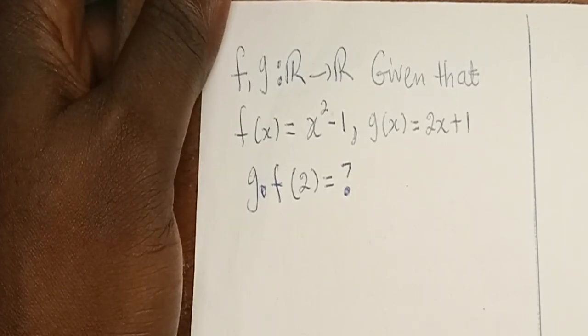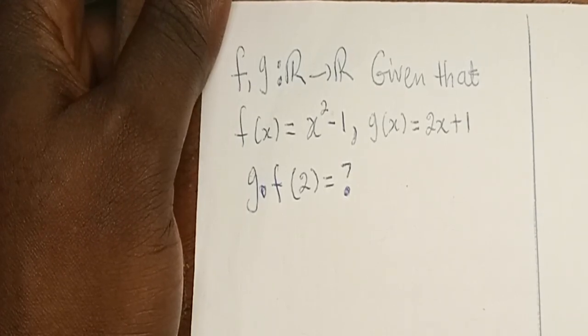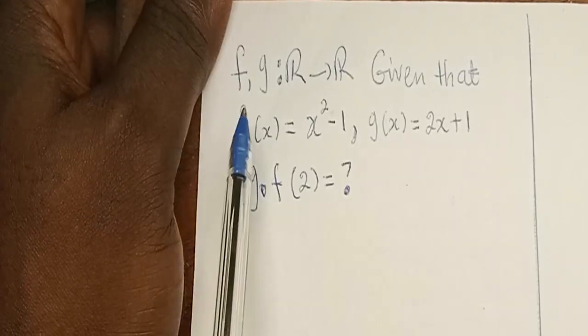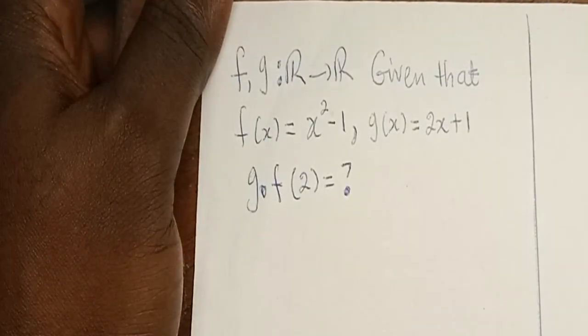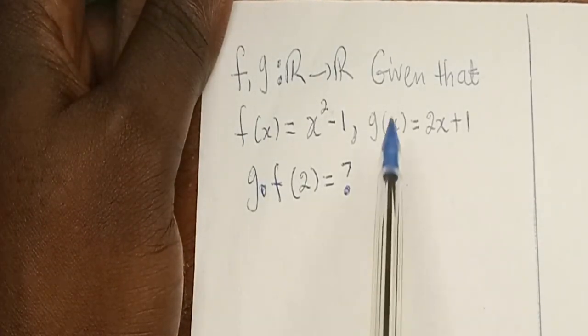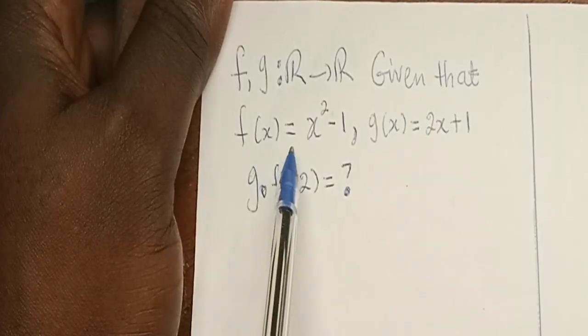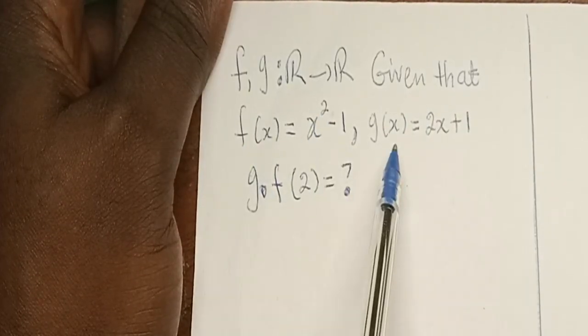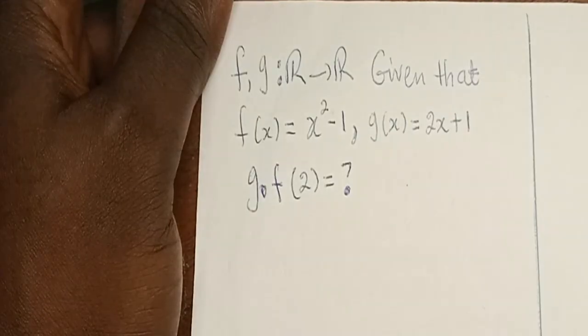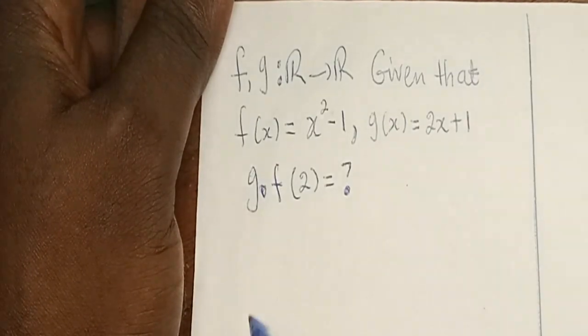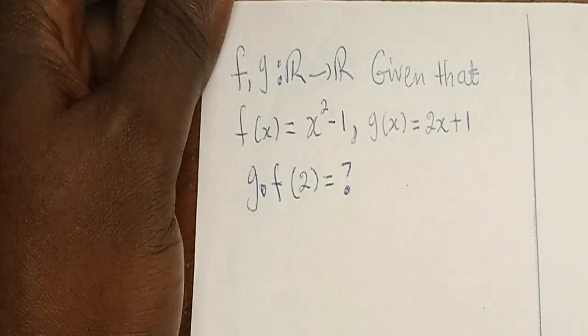Looking at this function, two functions have been given. We have f and g functions, which have been given here. And of course, given that f of x is equal to x squared minus 1 and g of x is equal to 2x plus 1, they're asking us to look for g of f of 2.